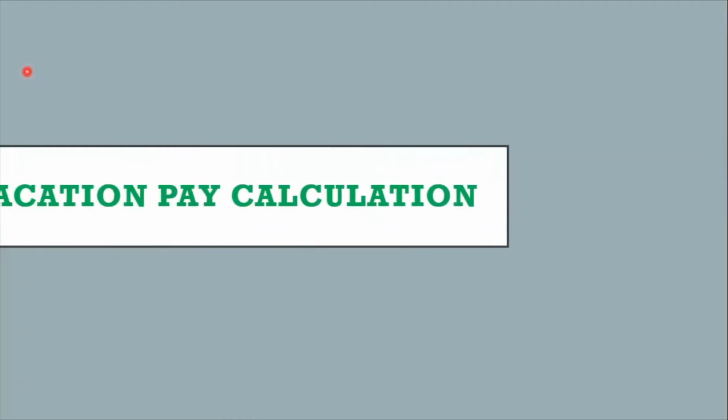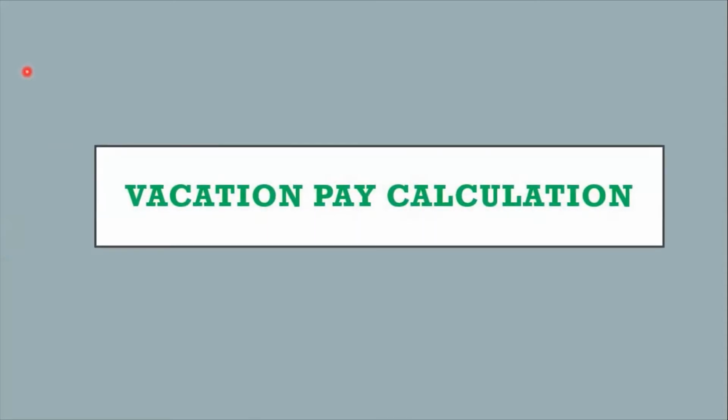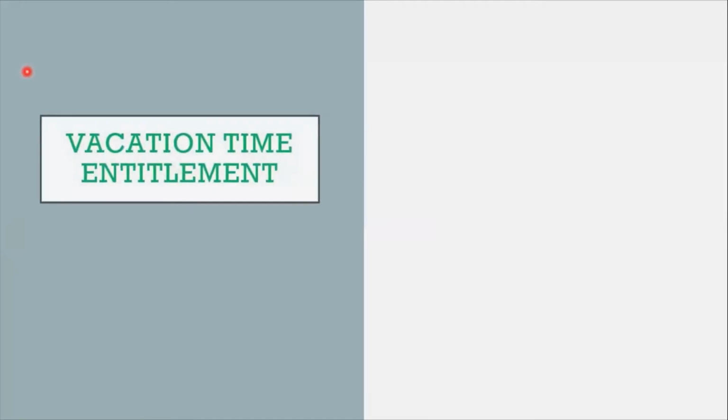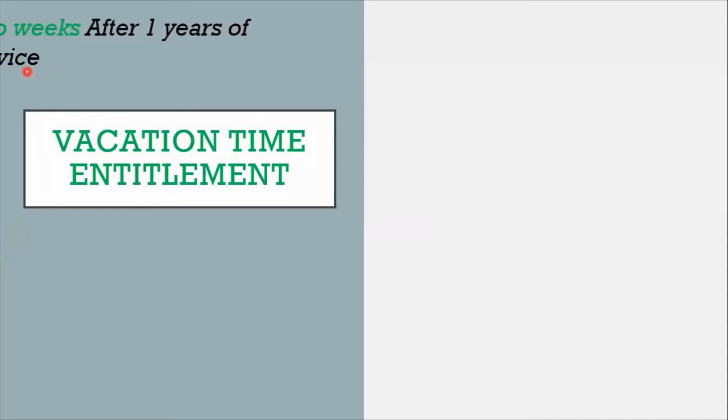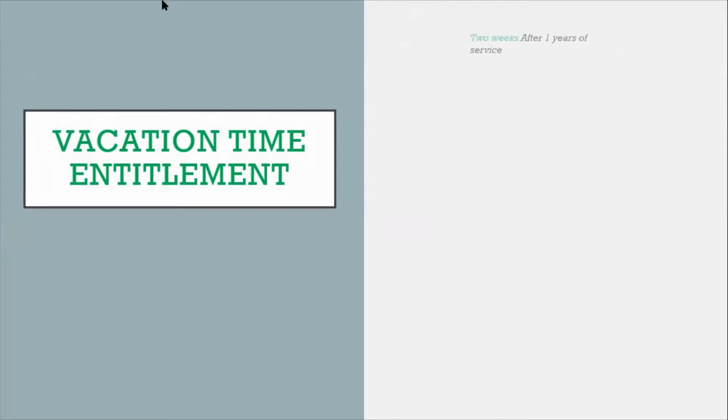So today we are going to talk about how to calculate vacation pay. A lot of us, after we work for a company, will want to go for a vacation so we can rejuvenate, reconnect, and come back with more energy. But how does that work in most Canadian provinces? What is the time that you're entitled to go for vacation after you have worked for 1 year? For most companies, they give you 2 weeks vacation after the service of 1 year.